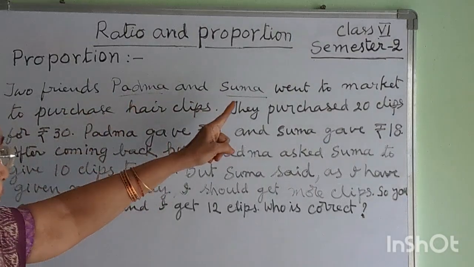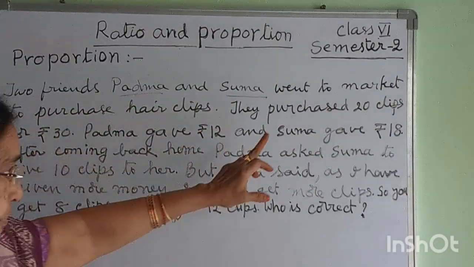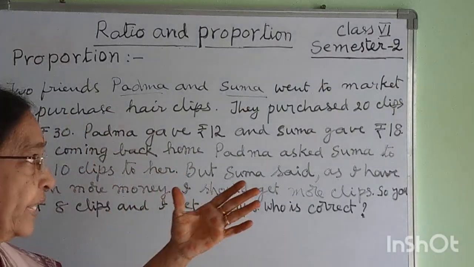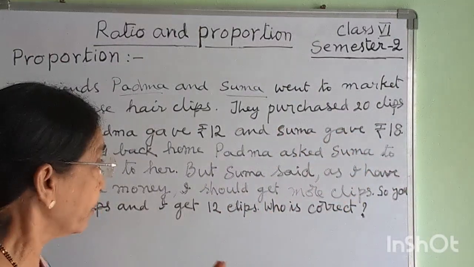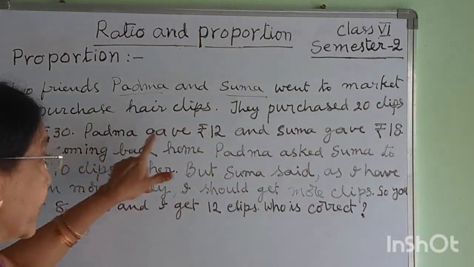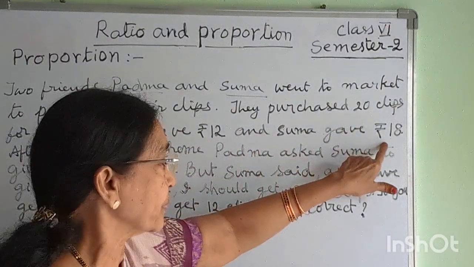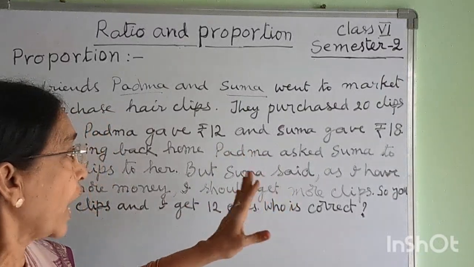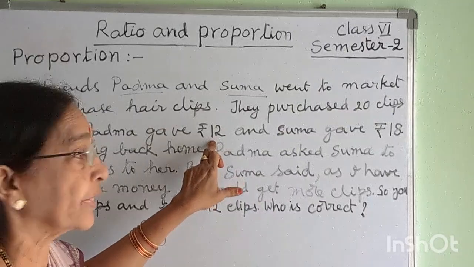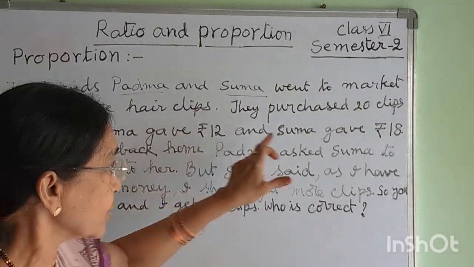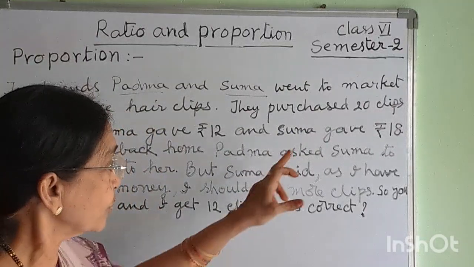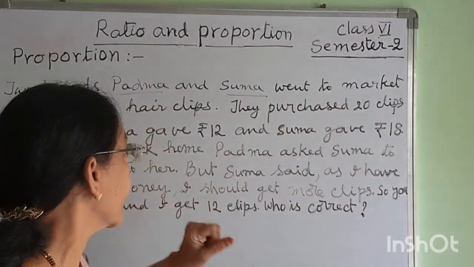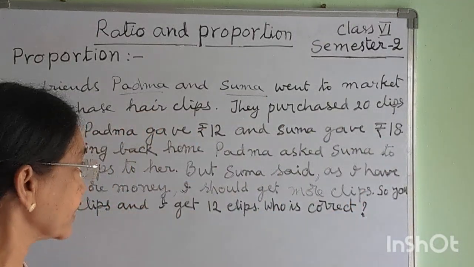Here two friends, Padma and Suma, purchased 20 clips for 30 rupees. So they can take 10 clips each. But Padma gave 12 rupees and Suma gave 18 rupees. Their shares are not equal. Therefore, they have divided the clips according to their share of money. So Suma should get more clips because she paid more money, 18 rupees, while Padma paid only 12 rupees.